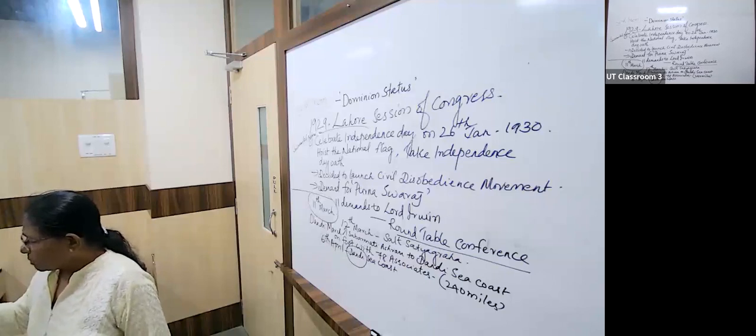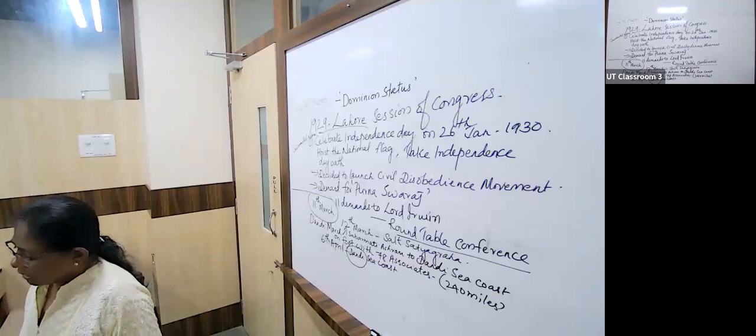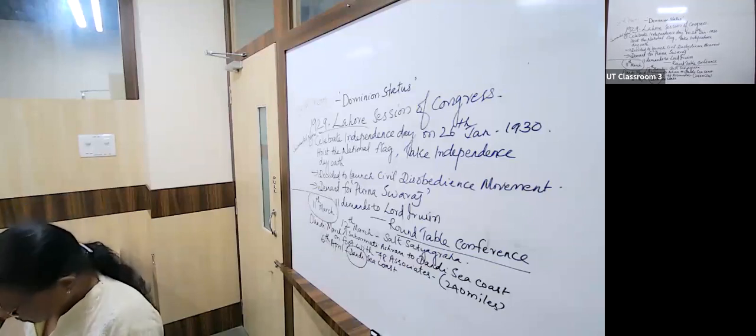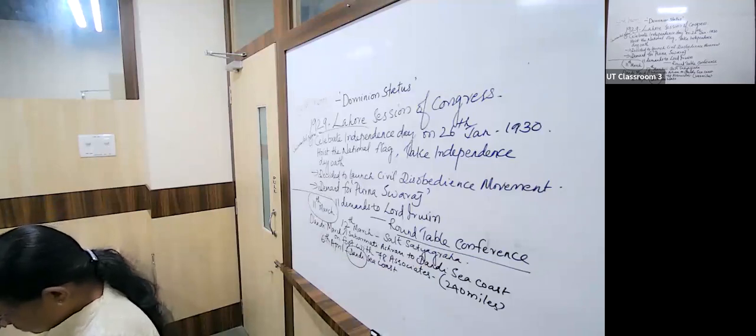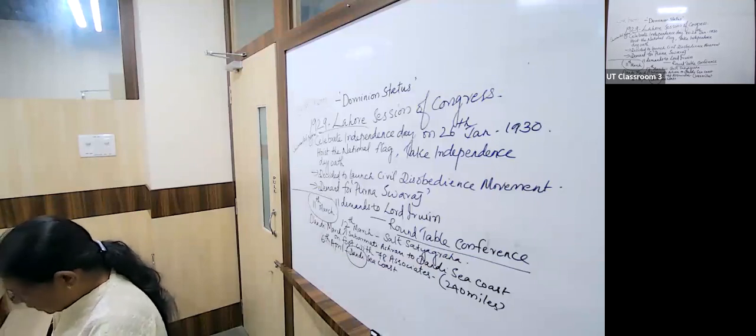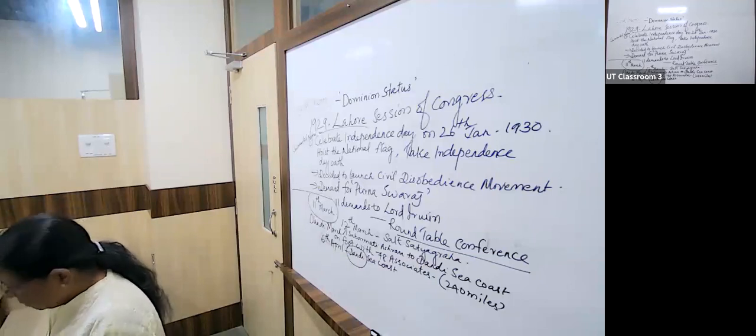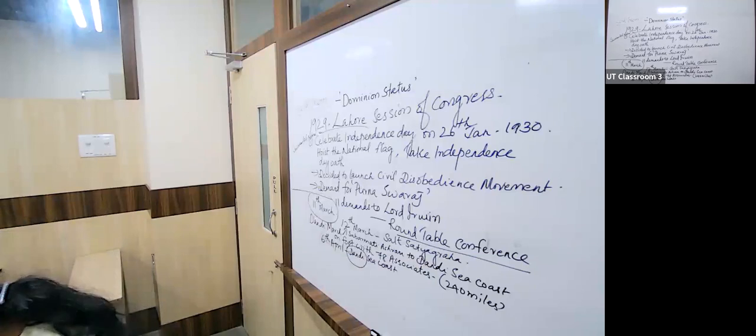So the map question is fully over. You have to write. I think you have done it, no? Map question. Then we have to go further. See, I will give you 5 minutes for reading the Independence Day Pledge. Take the textbook, page number 39, Independence Day Pledge.